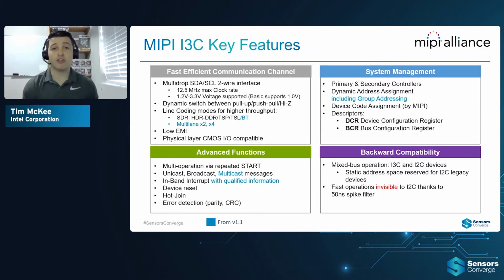So there's options for primary and secondary controllers. There's dynamic address assignment, and also DCR, BCR configuration registers that just allow more usability and management for the system designer. And just to emphasize again, there is still backwards compatibility. So for those still using I2C, we added a 50 nanosecond spike filter so that these fast operations can actually be invisible to I2C devices on the same bus.